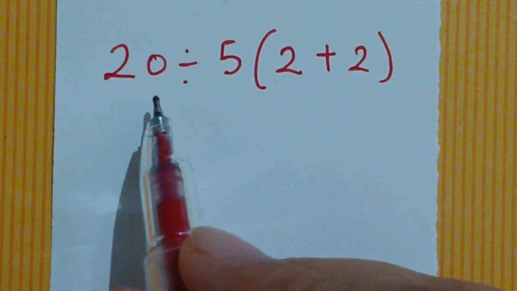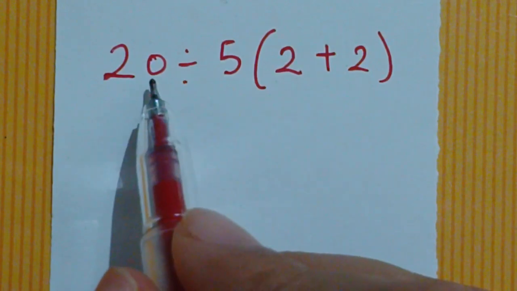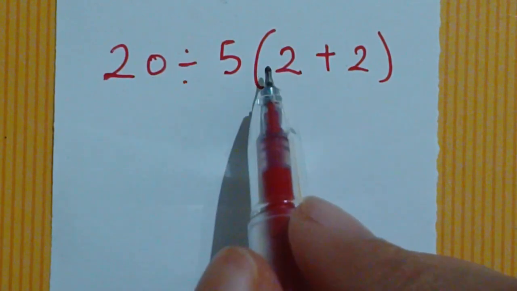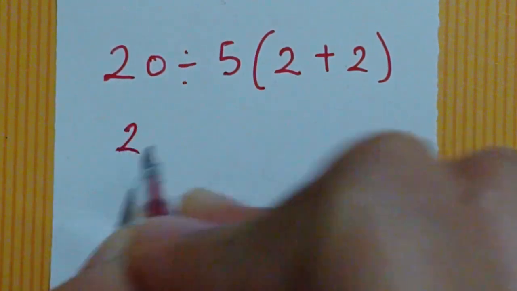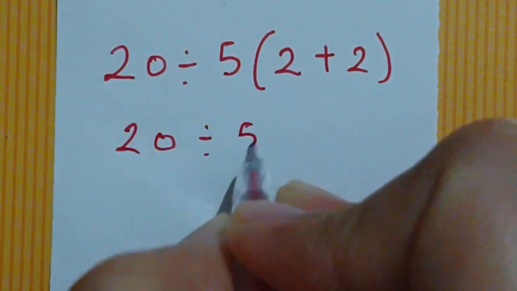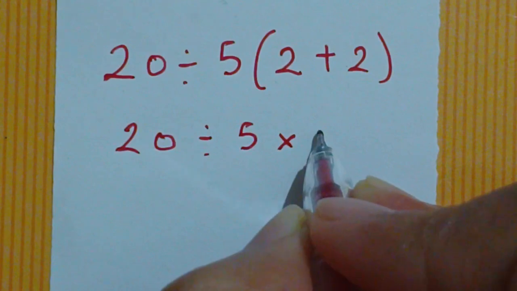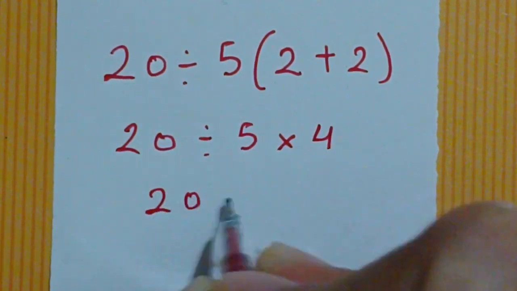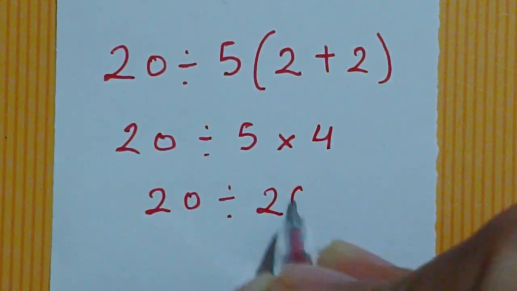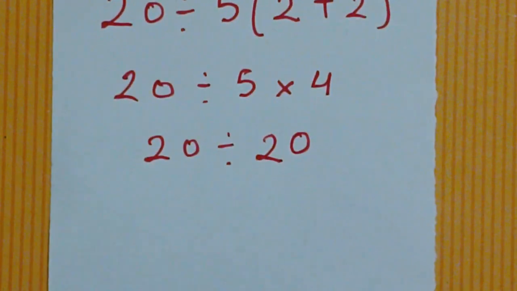Can you solve this expression before I do? So 20 divided by 5, bracket 2 plus 2. So here 20 divided by 5 times 2 plus 2, which is 4. So 20 divided by 5 times 4 is 20. 20 divided by 20, which is 1.